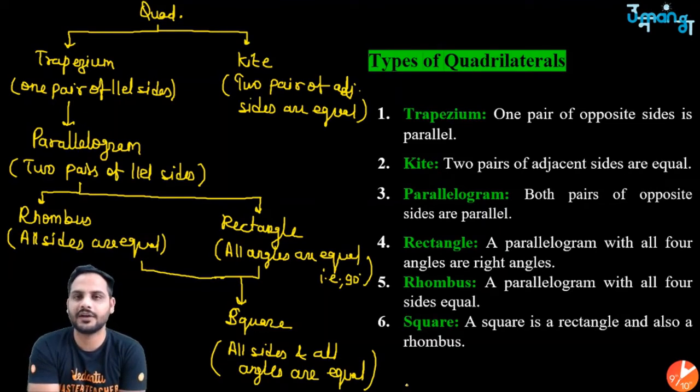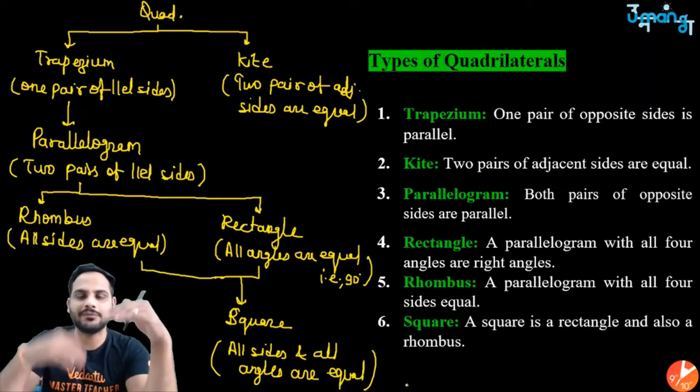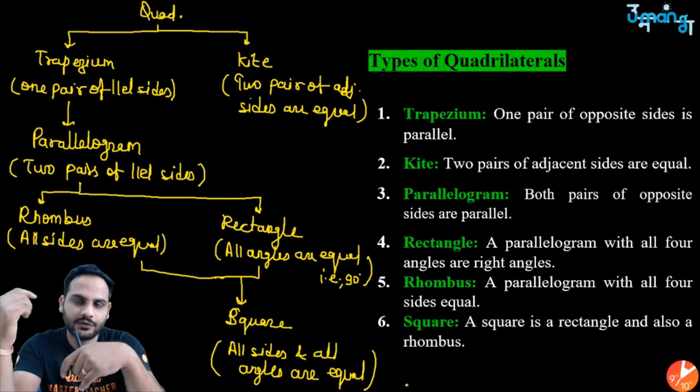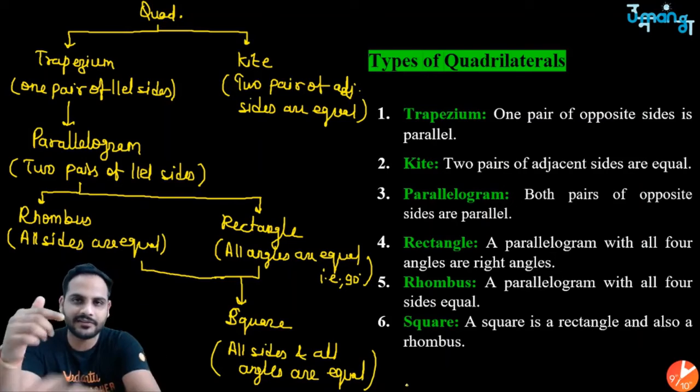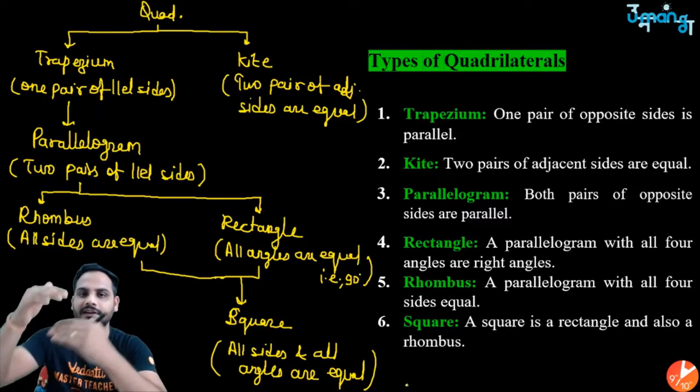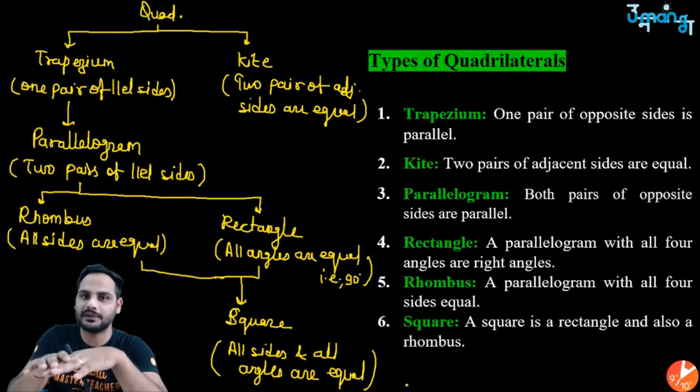Suppose I say all parallelograms are trapezium. You just have to see whether parallelograms follow the definition of trapezium or not. You will see in a parallelogram two pairs of parallel sides are present. For trapezium I need one. So if there are two pairs of parallel sides, definitely there is one pair of parallel sides. That is why parallelogram comes under trapezium.